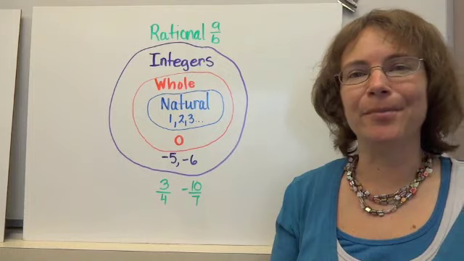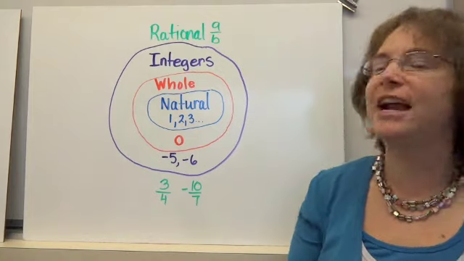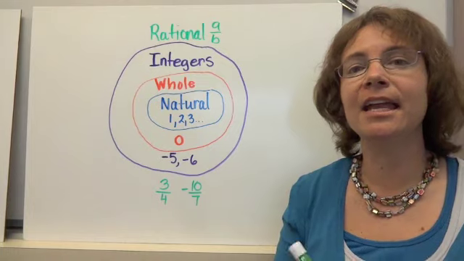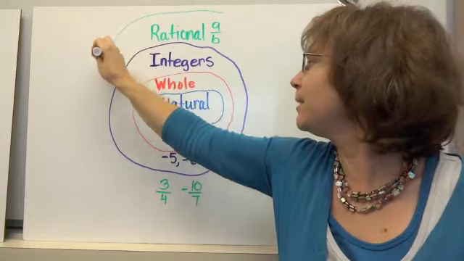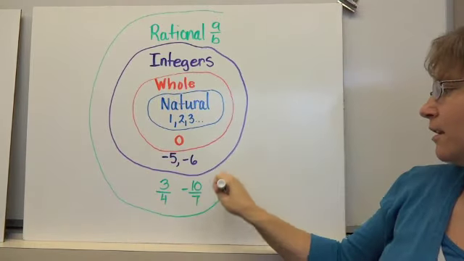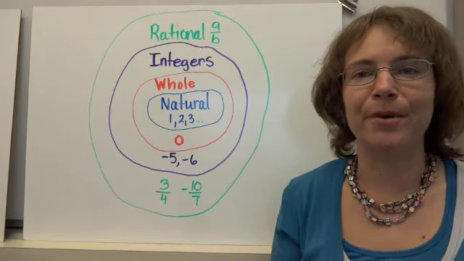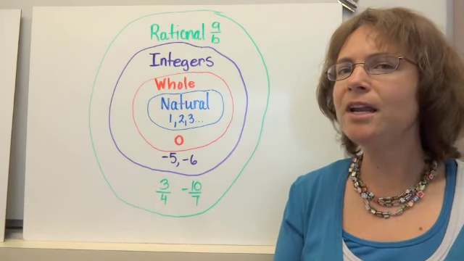Now, rational numbers are kind of fun because you can represent them as a fraction, a over b. That a and the b are just integers. B cannot be 0. We cannot divide by 0. But anything that can be written as a fraction is a rational number.